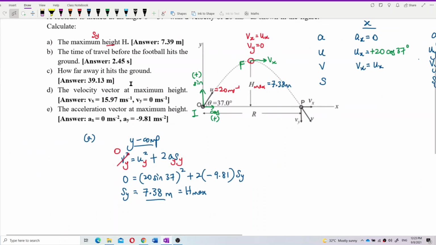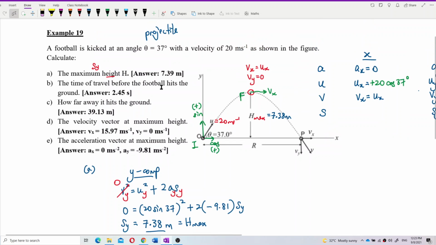So now, find the time of travel before the football hits the ground. Okay, now he wants the time of flight, time of travel, before the football hits where? Hits the ground again. This is the ground. Understand? Just drag it over here. It hits the ground over here.